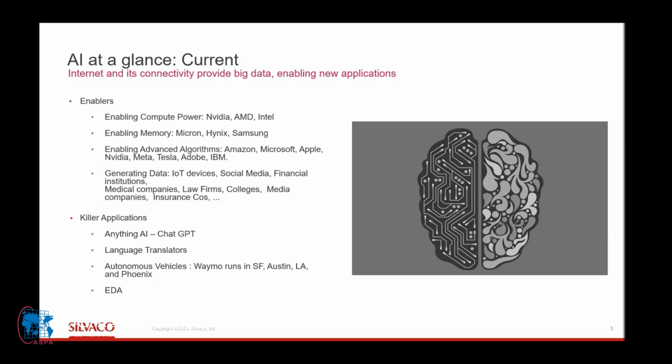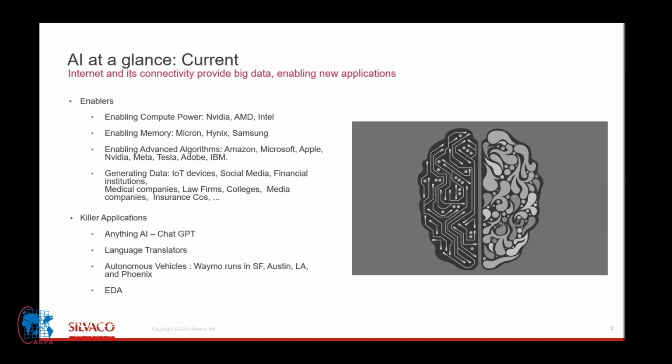There's no shortage of data. Big data is there. IoT devices are everywhere. Even my dryer and washer can send a message to the manufacturer to get maintenance done. And in terms of where the new generation of data is coming from: financials, companies like insurance, media, colleges, law firms. So there's no shortage of data.